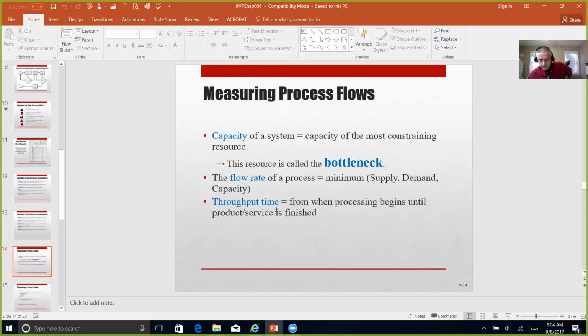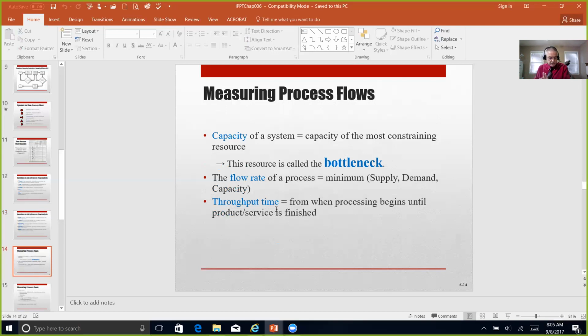Over on page 123, when we go into the process measurements, we're looking at capacity, supply, and demand. Capacity is the maximum rate of output from a transformation process, or the maximum flow that can be sustained over a period of time. And they use an example of airport security.